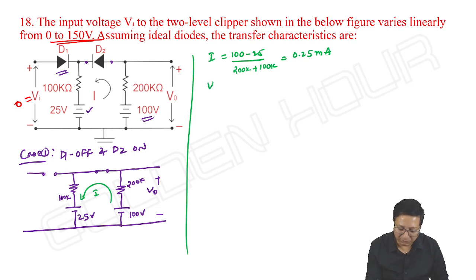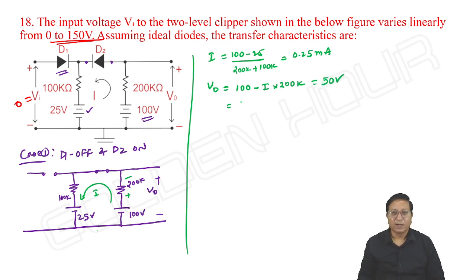Then what about V output? I is flowing like this, so V output is 100 minus I into 200k. Okay, so it is 50 volts. See, output minimum is 50 volts. You can see it's not either 25 or 100. Some value in between we are getting.